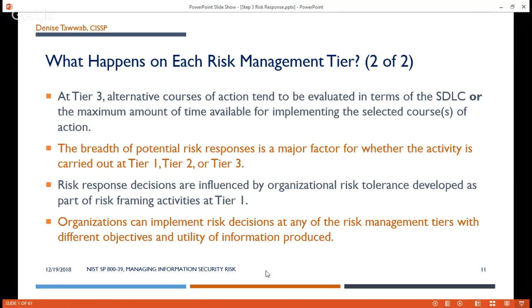The breadth of potential risk response is a major factor for whether the activity is carried out at tier 1, tier 2, or tier 3. Risk response decisions are influenced by organizational risk tolerance developed as part of your risk framing activities that happen at tier 1, the organization tier. Your organization can implement risk decisions at any of the risk management tiers with different objectives and utility of information that's produced.